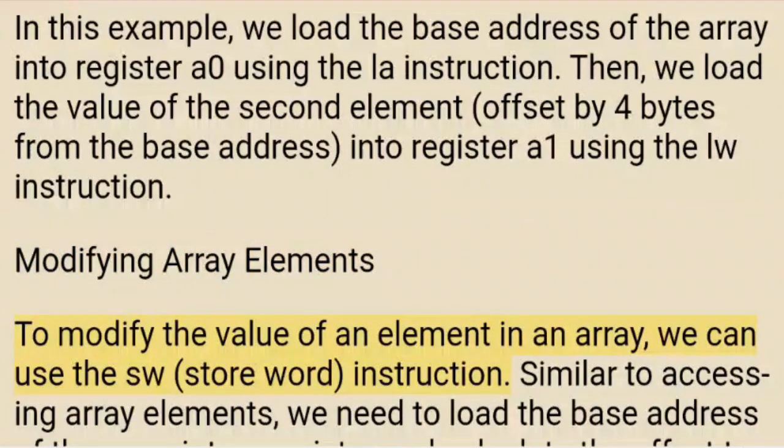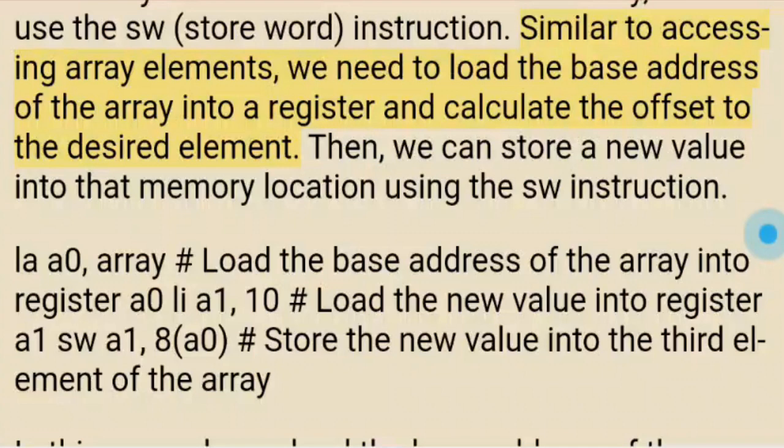Modifying array elements. To modify the value of an element in an array, we can use the sw store word instruction. Similar to accessing array elements, we need to load the base address of the array into a register and calculate the offset to the desired element. Then, we can store a new value into that memory location using the sw instruction. la a0, array # load the base address of the array into register a0. li a1, 10 # load the new value into register a1. sw a1, 8(a0) # store the new value into the third element of the array.